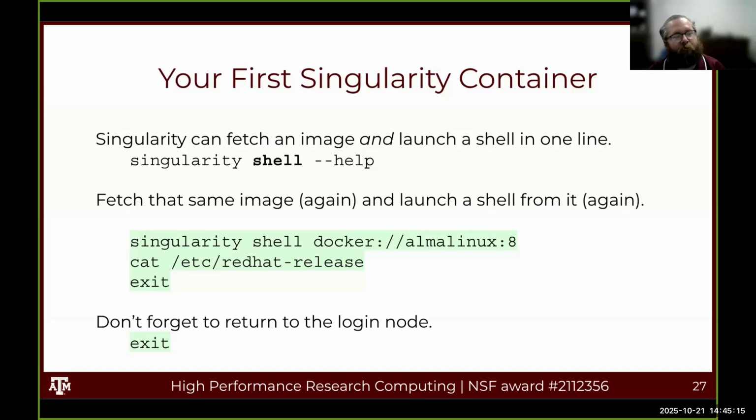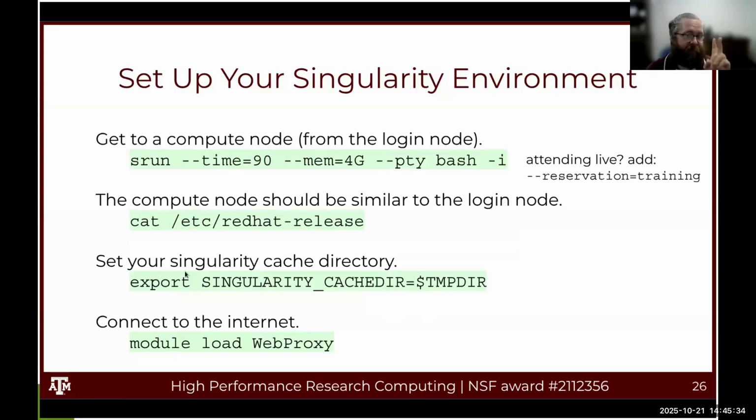So network is unreachable means you probably forgot the module load web proxy. Remember, compute nodes are not connected to the internet by default. You need to set a variable. And that's what module load web proxy is for. So on the previous slide, you need to set two variables. You need to set a cache dir. Otherwise, who knows where Singularity is going to put the image? Nowhere good, probably. And we need to set web proxy so Singularity can find the internet.